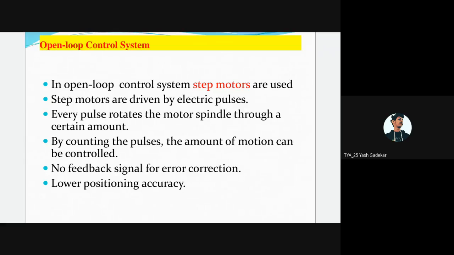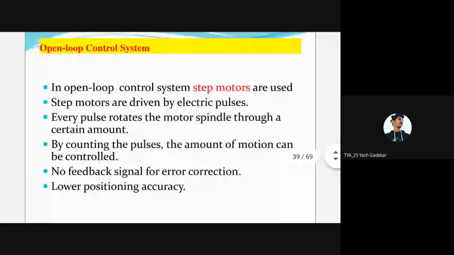Because of that, we should always be in feedback mode. A teaching system should be a closed loop system, excluding the open loop system. So this is all about the open loop system.